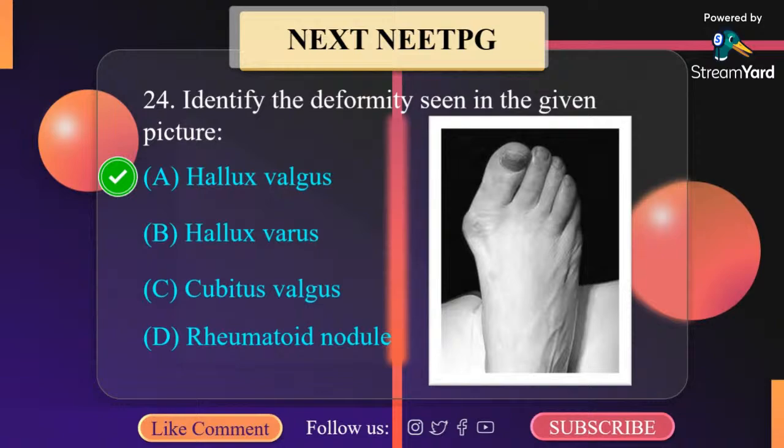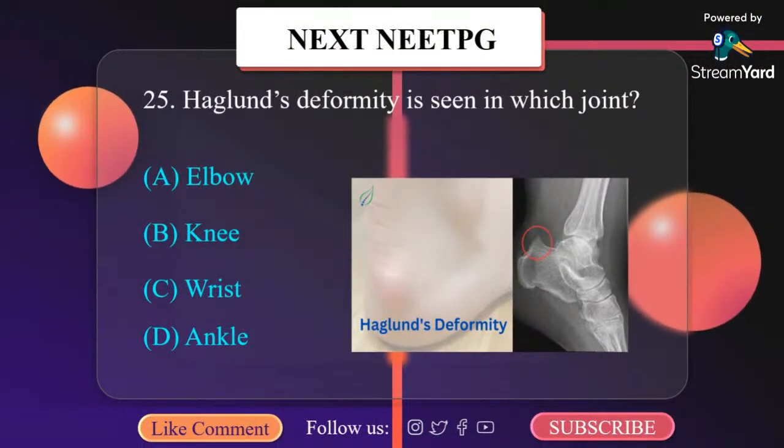Haglund's deformity is seen in which joint?